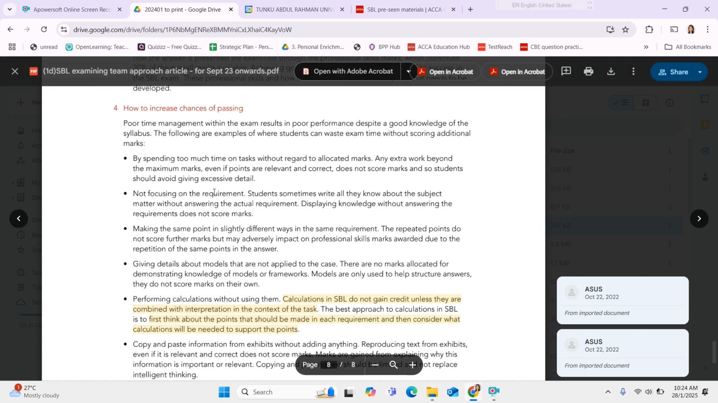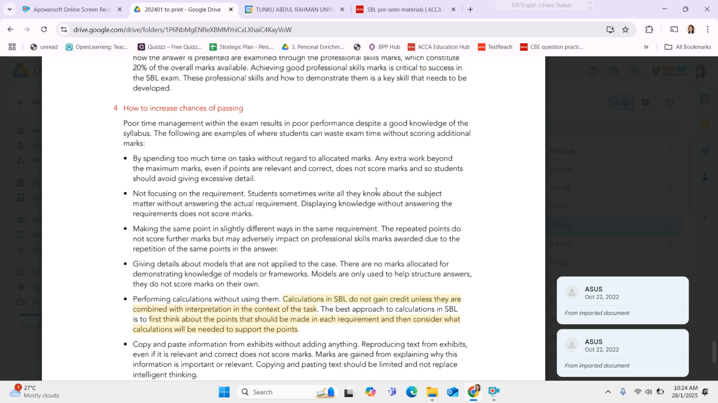And not focusing on the requirements: sometimes they write what they know, but they never answer the requirement. This is also something that we should not do, because if you are doing this, you will get 0 marks. Importantly, yes, you have a lot of knowledge that you want to share, but the most important thing is you are supposed to answer the questions.